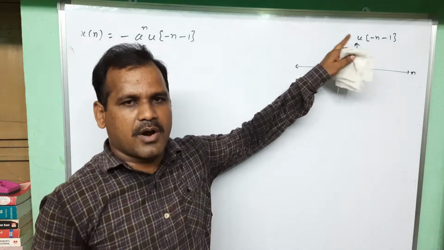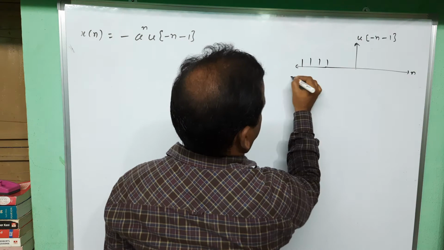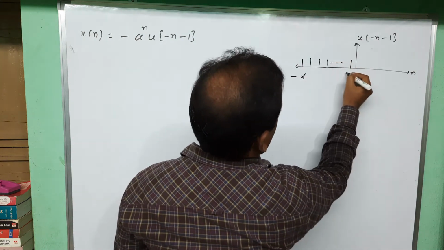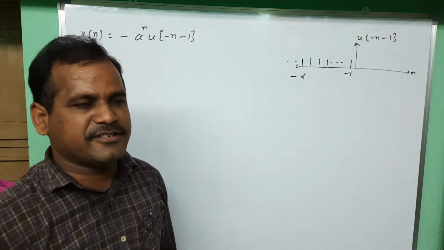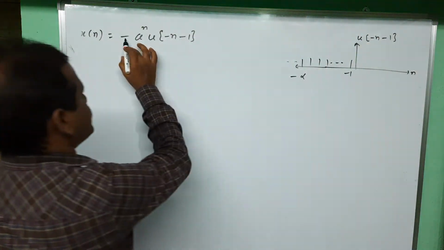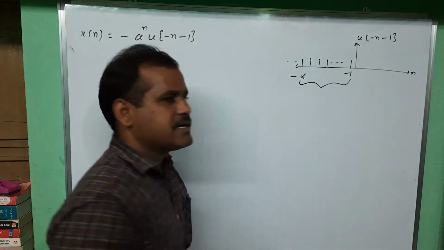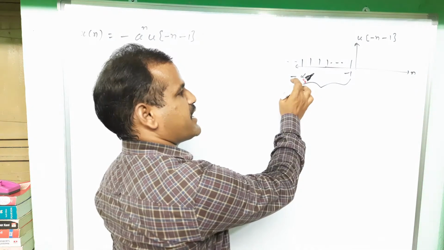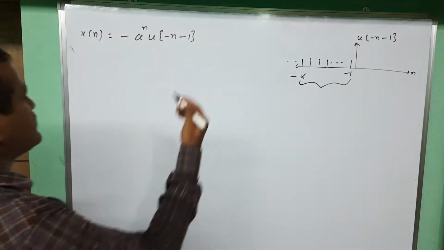That u of minus n minus 1 signal, we have already plotted in that video. Again I am plotting it for you. The signal exists from minus infinity to minus 1. Here the amplitude is minus, of course, but the signal exists on the left hand side, and the limits of that signal are minus infinity to minus 1. That is what we have discussed. Let us consider the same.